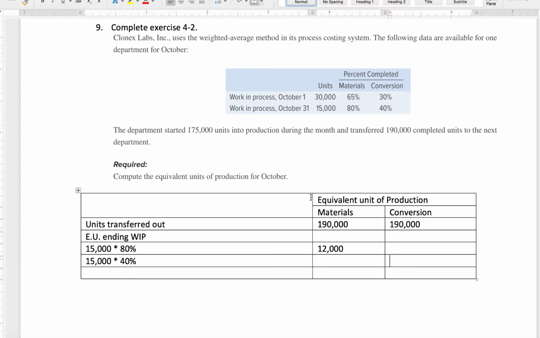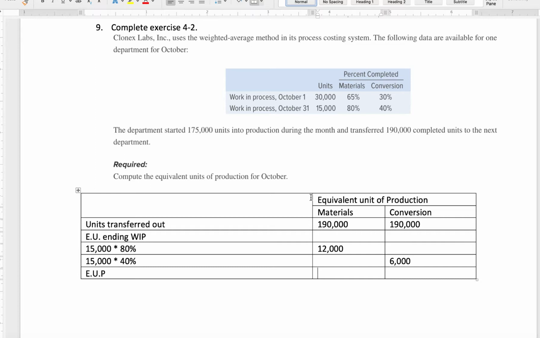So that means based on conversion costs, 40% of 15,000, 6,000. Okay? So now I can figure out what the equivalent unit of production is, my EUP. Again, I add units transferred out and the equivalent units in ending inventory for material and for conversion costs. So for material, I have 202,000 equivalent units. I figured that out. Pretty easy.